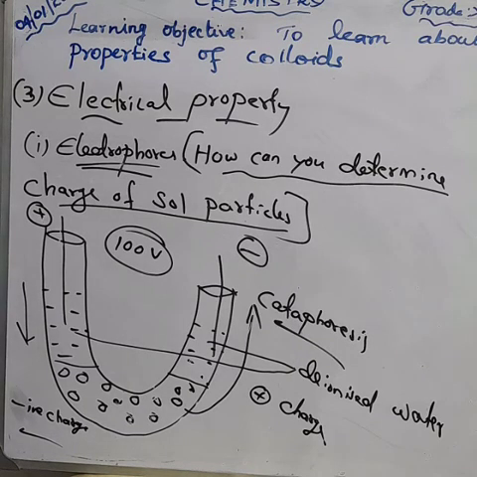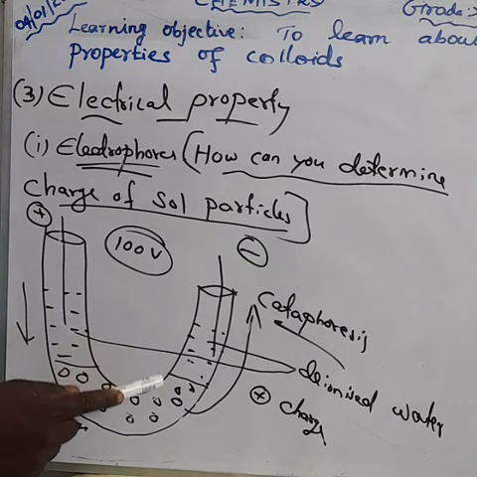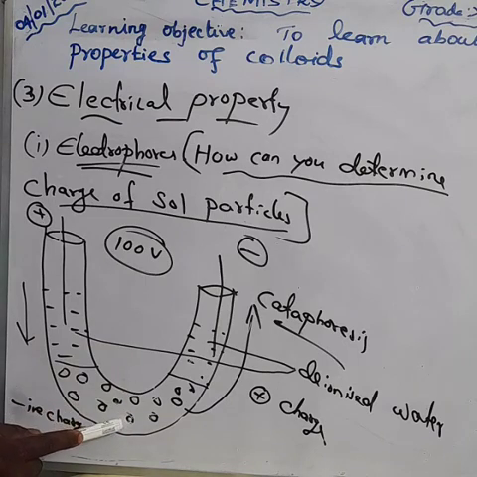Sometimes the colloidal particle has a negative charge. It is attracted by the positive electrode, so the level of that limb may rise upwards. So it is a negative charge. As per the migration, we can explain the charge of the solid particles.